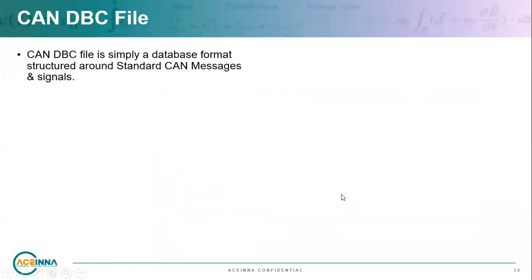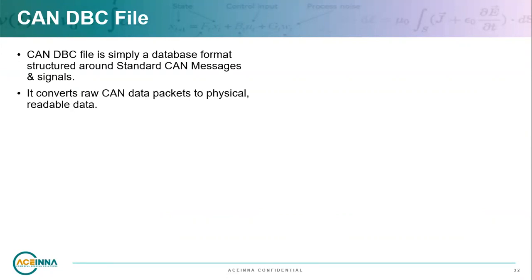So CAN DBC file, what is a CAN DBC file? This is simply a database format structure around standard CAN messages and signals. It converts the raw CAN packets, which are in hexadecimal format, to a physical and readable format, which is the decimal format.